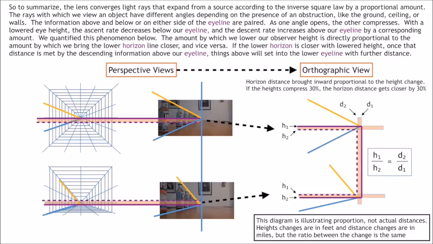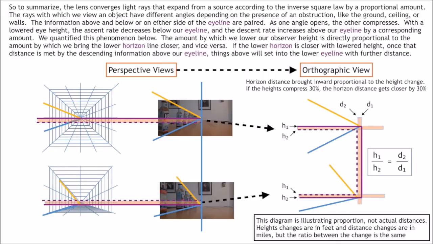So again, the information above and below or on either side of the eye line are paired, and as one angle opens, the other compresses. With a lowered eye height, the ascent rate, the blue line in this example, decreases below our eye line, and it becomes more stabilized, and the descent rate increases above our eye line by a corresponding amount, and things appear to descend at a faster rate.